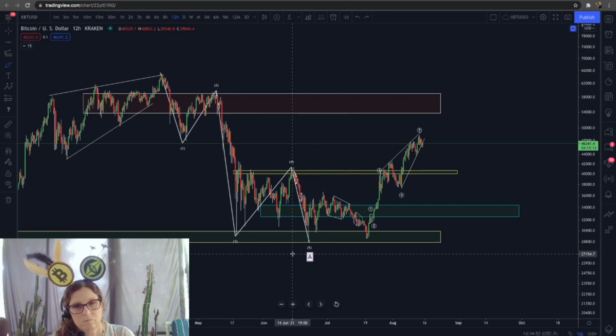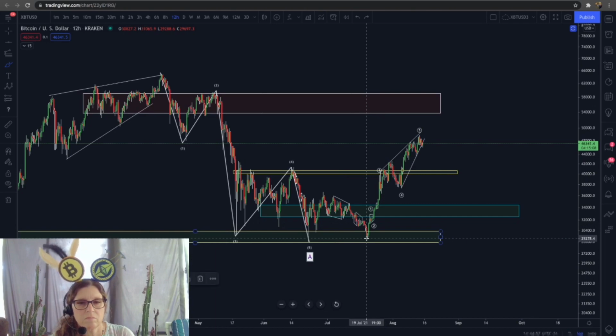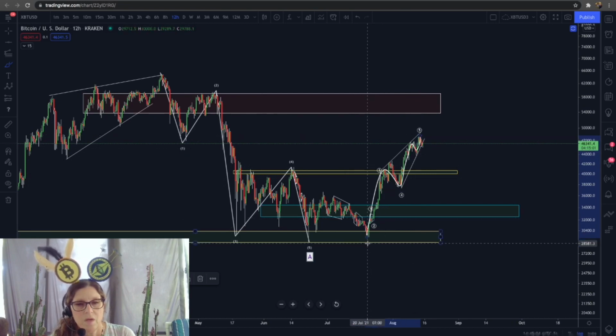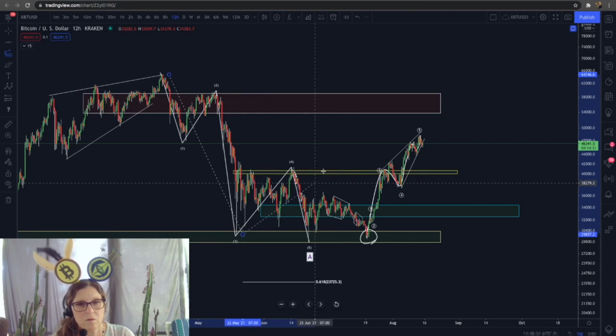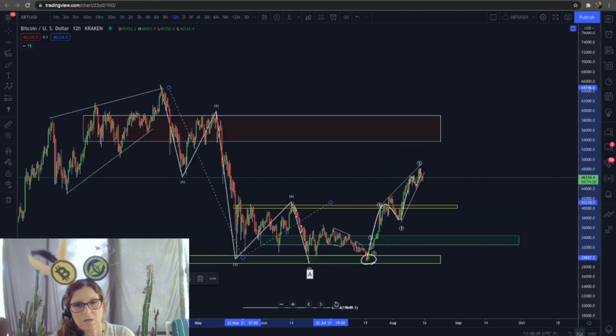The mega bull is that we have created a leading diagonal right here. Okay? If this is a leading diagonal, then somewhere down in here, this correction ended. Most likely right here. The problem that I have with that is that when you pull an extension, no matter how you want to pull it, whether you pivot it from here and you're targeting this is the bottom or this is the bottom, we did not hit the 618. This is on log, linear, it's even worse.